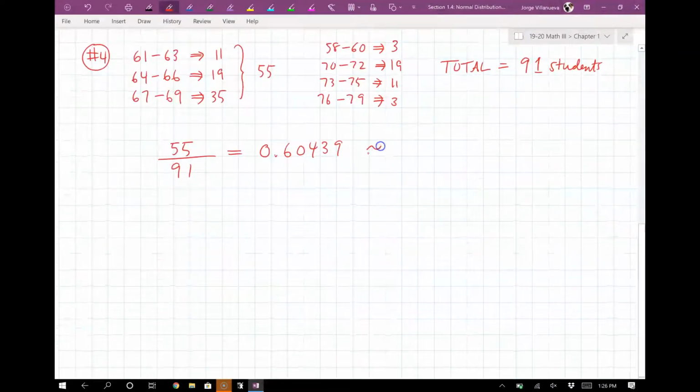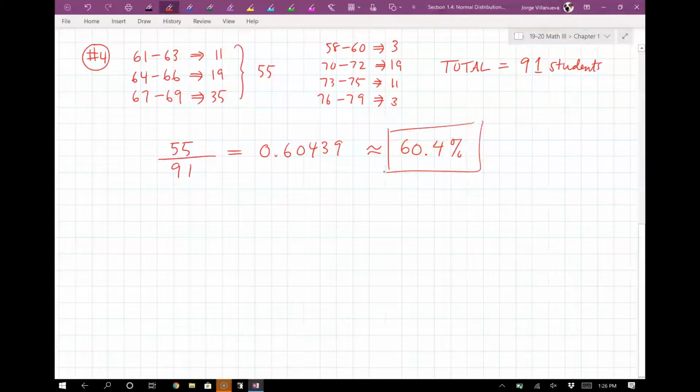Someone said it. Go ahead. Approximately what? 60 point what? I just want one number after. 60.4. And there you go. That's not that hard to do, right? You're just counting some numbers, dividing by a total. We already know the total is 91. That's what we're going to assume. Okay? So let's look at number 5.